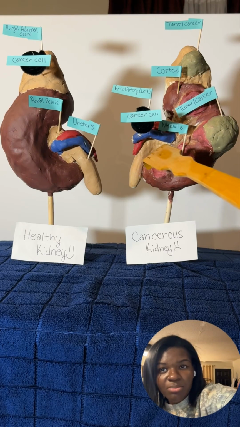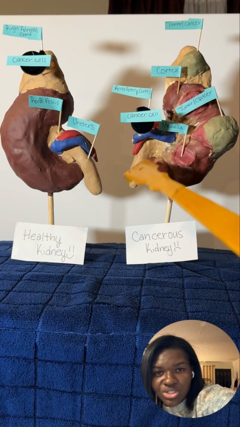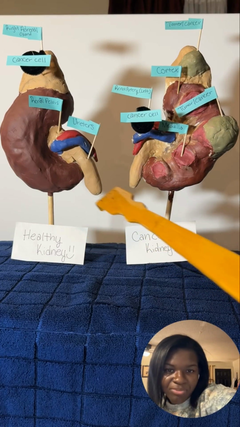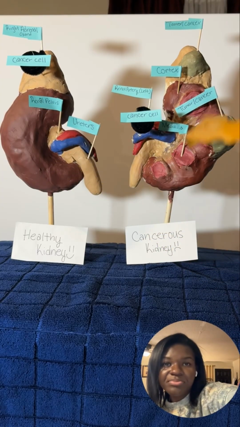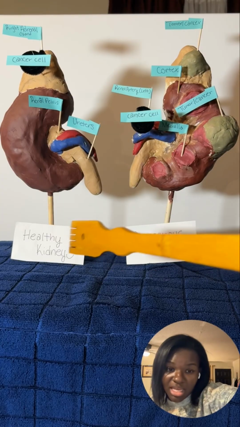You also have your renal pelvis. You can't see it on the cancerous kidney, but that's connected to your ureter that goes down to your bladder. That's typically sitting right here, and they're longer than that. Like I said, you have your ureter over here. This one right here is a cancer cell. We're going to talk about that when we're talking about the spreading of the cancer.